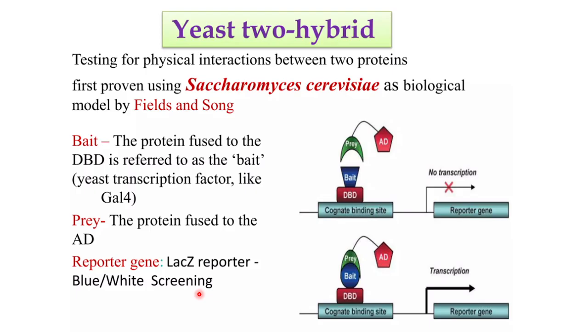You have the LacZ reporter or the blue-white screening that will tell you that this has actually worked. So you have the activation domain, the AD domain, and the DBD, the DNA binding domain. These three work hand in hand to carry out the transcription. So when you have the bait attached to the DNA binding domain and the prey attached to the activation domain, only then the transcription gets activated and the reporter gene is expressed.